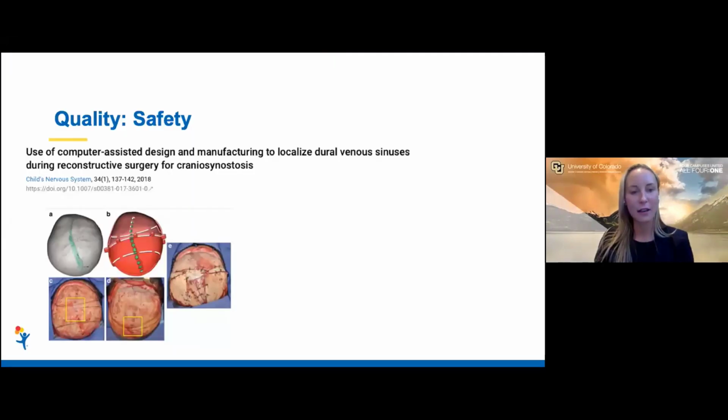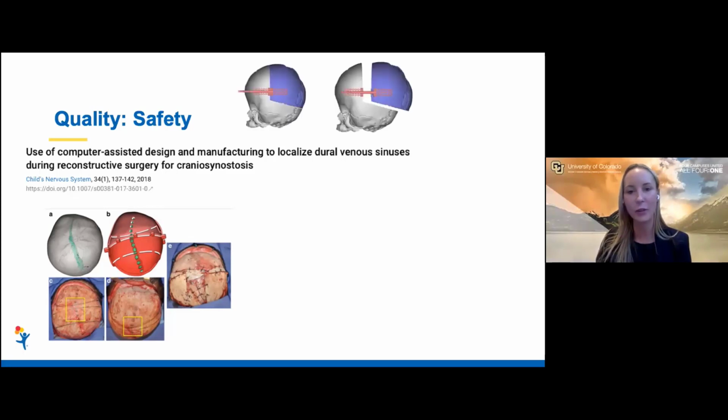So there's several studies looking at CAD/CAM technology to design cutting guides to accurately locate and avoid the superior sagittal sinus or the transverse sinuses. And in this study, no tears were encountered. It increased the surgeon's confidence and efficiency intraoperatively, and that can justify the prep time and work. And we do the same when we're doing posterior distractions here to avoid the transverse sinus.